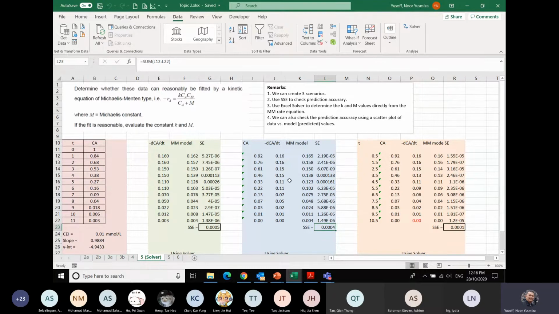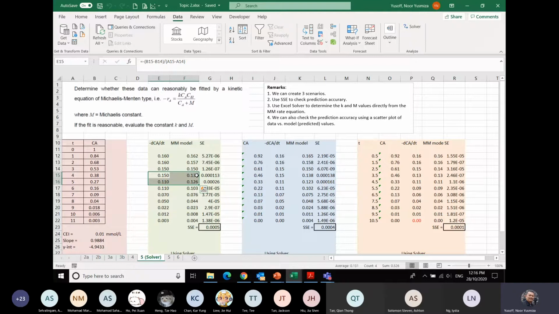For example, here, as I said just now, this set of values is coming from our data, from the delta CA over delta T. And the model is predicting that the value is supposed to be 0.162, whereas the actual data is 0.16, and so on. So you can see there is some small discrepancy between the data and the predicted values.